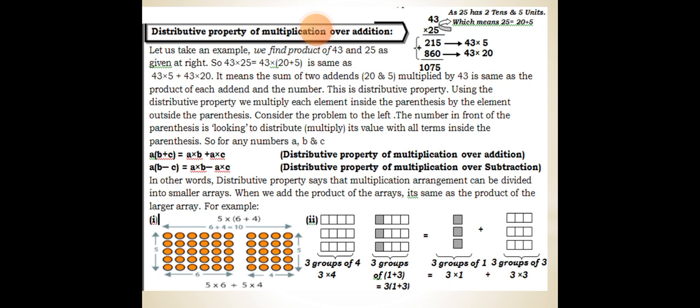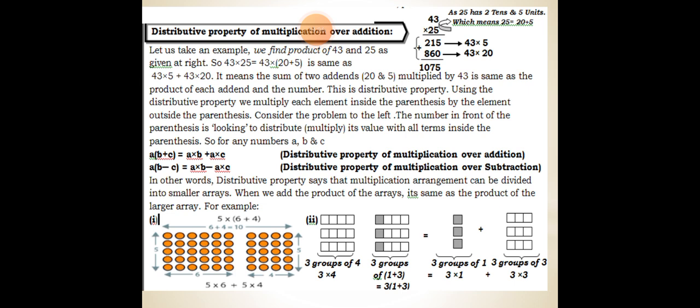Using the distributive property, we multiply each element inside the parentheses by the element outside the parentheses. Consider the problem to the left. The number in front of the parentheses is looking to distribute, to multiply its value with all terms inside the parentheses. So for any numbers a, b, c, a(b plus c) is equal to a multiplied by b plus a multiplied by c, the distributive property of multiplication over addition, and a(b minus c) is equal to a multiplied by b minus a multiplied by c, the distributive property of multiplication over subtraction.